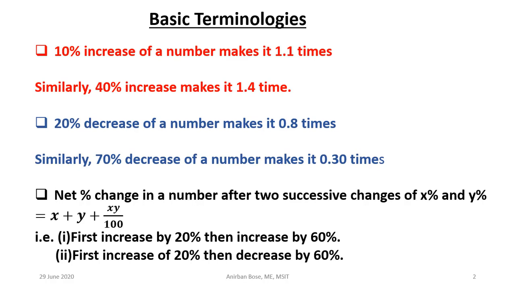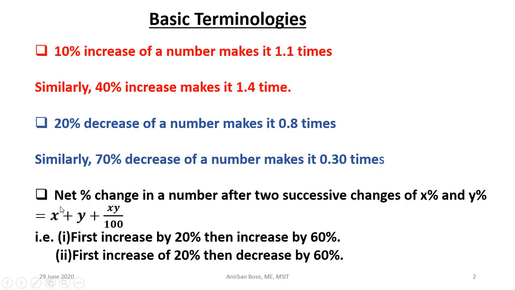Let us see some of the very basic concepts regarding percentage, like a 10% increase of a number makes it 1.1 times. Similarly, a 40% increase makes it 1.4 times. Now, similarly, a 20% decrease of a number makes it 0.8 times. Similarly, a 70% decrease of a number makes it 0.3 times. So, these basic things many times will help you in the calculations in percentages.